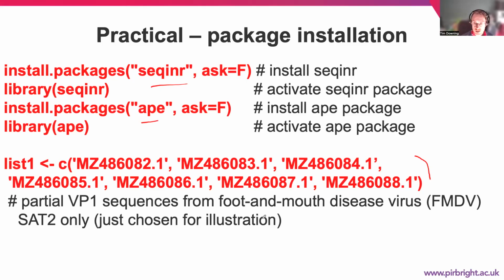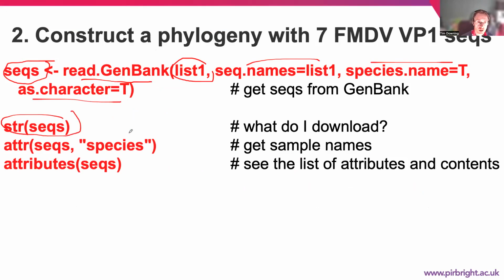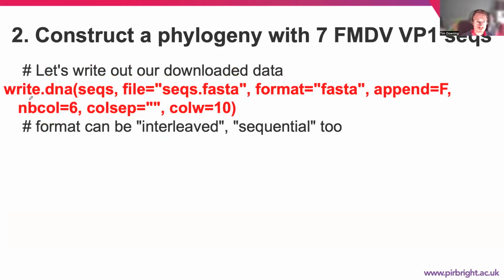What we'll do is use the function read.GenBank from ape. We'll take that list 1. We set our sequence names to be list 1. We want the species name here, and we're treating it as character. So we can record our sequences in this variable whose structure we can examine next. We can look at the attributes just to see what's inside there for the species attribute, and look at that further, basically. So we'll see something like this where we look at the sequences and their corresponding species. So they're all FMDV SAT2, and then we'll be able to write out our downloaded data using write.dna.